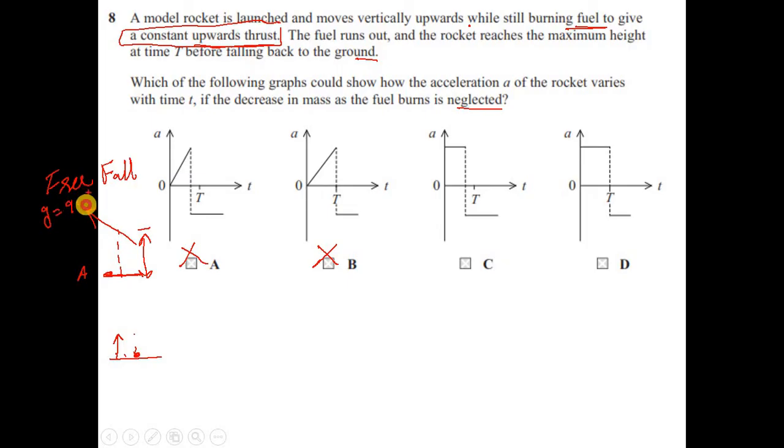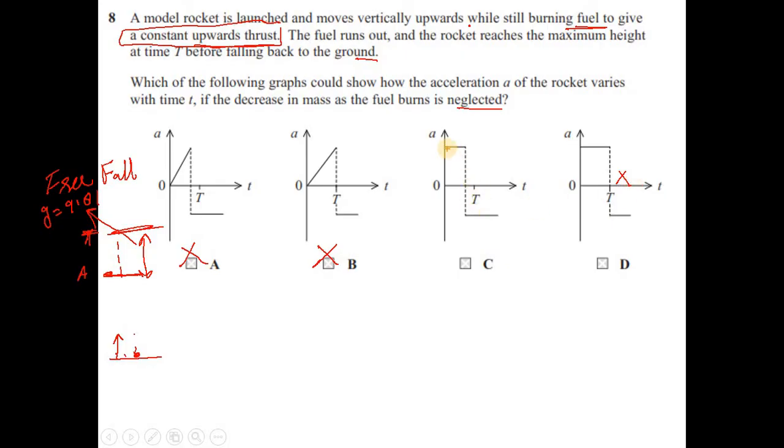So in this interval we have acceleration 9.81, and it reaches here at time t. So in order to reach the maximum height in time t, the rocket has two types of acceleration. One is constant, the other one is 9.81. So if you see, the graph D is showing that at constant acceleration, the rocket reaches maximum height and immediately starts falling down. This is not the case.